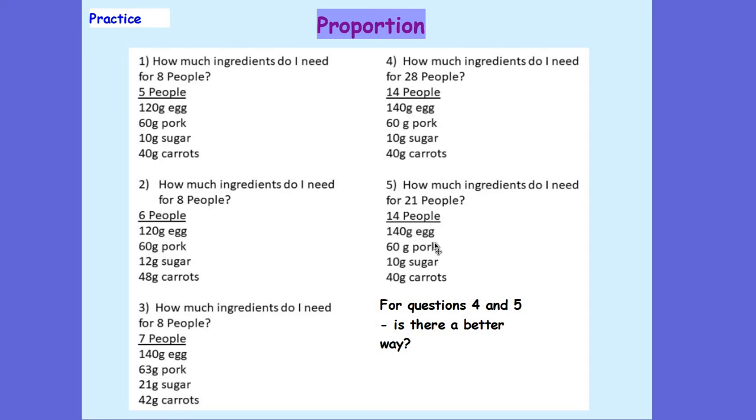And now, switching to your light blue books, can you have a go at these 5 questions for me? Pause the video for 10 to 15 minutes and work them out. For example, question 1, I've given you the ingredients needed for 5 people. Can you work out how much of each ingredient I need for 1 person? And then multiply that up to work out how much you need for 8 people. For question 4 and 5, there is a different way you can do it. You can work out how much it is for 1 person, or see if you can come up with a different way. Pause the video for 10 to 15 minutes and answer these questions in your light blue books now.